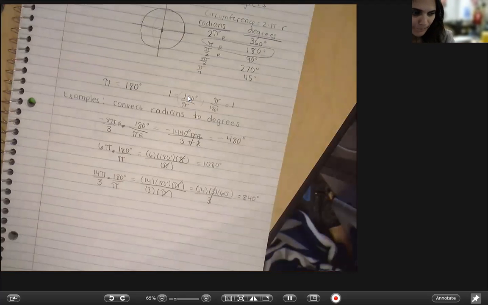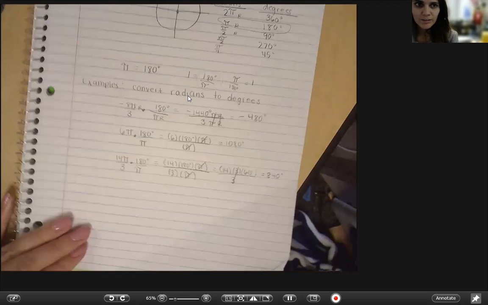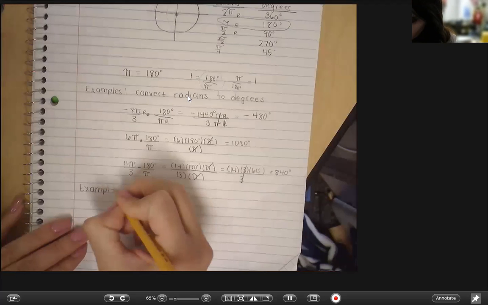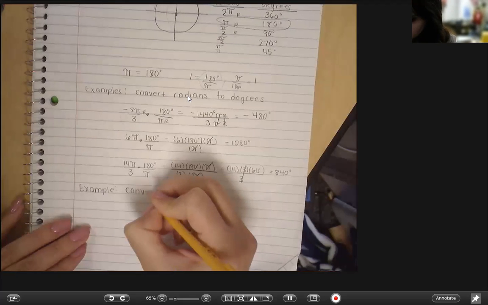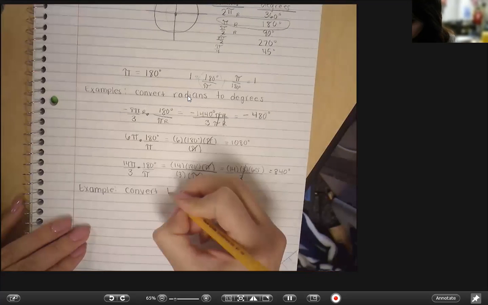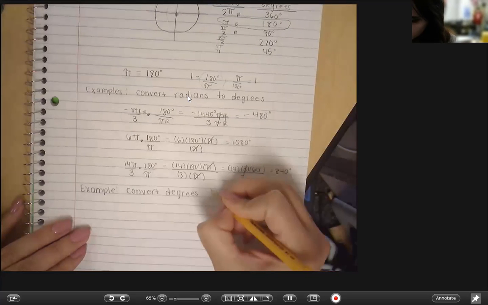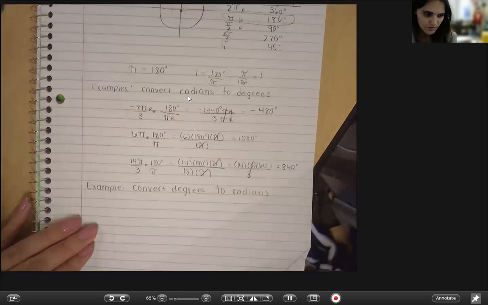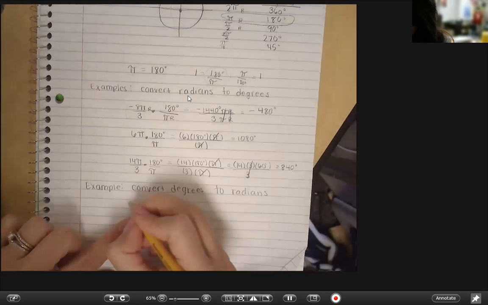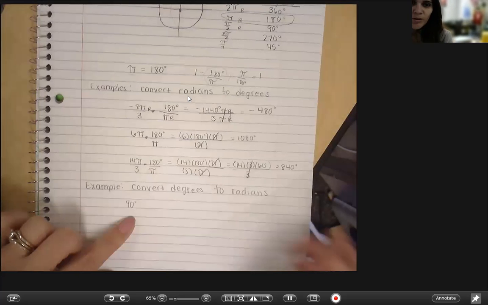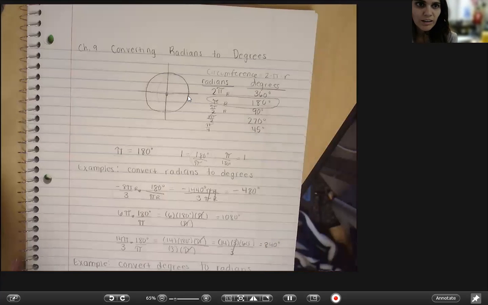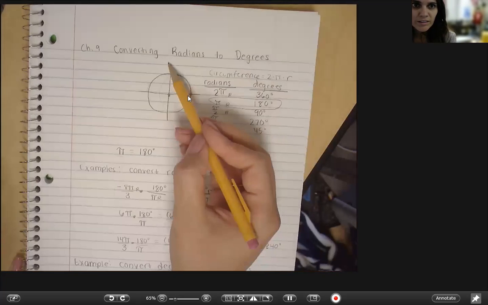All right, now let's try the other one. We're going to go backwards. We're going to convert degrees into radians. Let's start with this simple one that we should know. We have 90 degrees. We should know what that is in radians based on our unit circle. 90 degrees is going to be right here. And we also know in our unit circle that half of pi is pi over 2. Let's see if that's what we get.